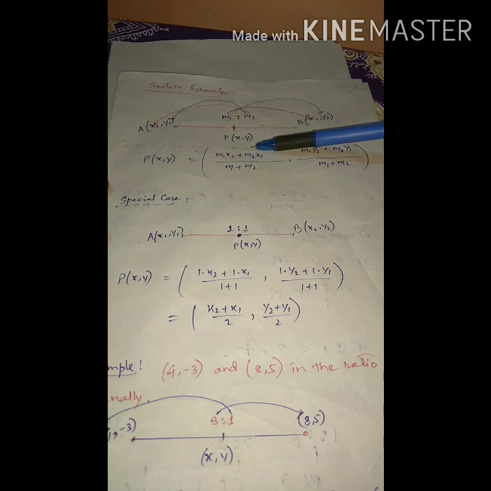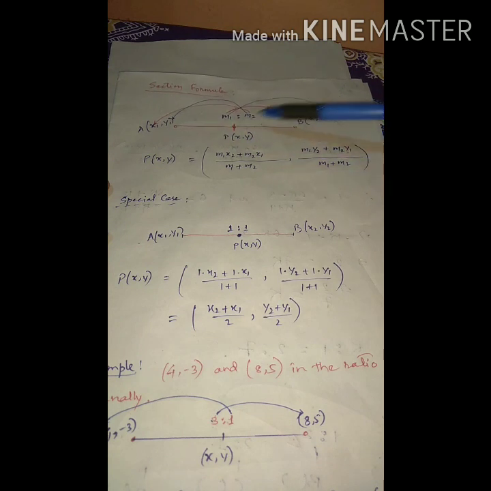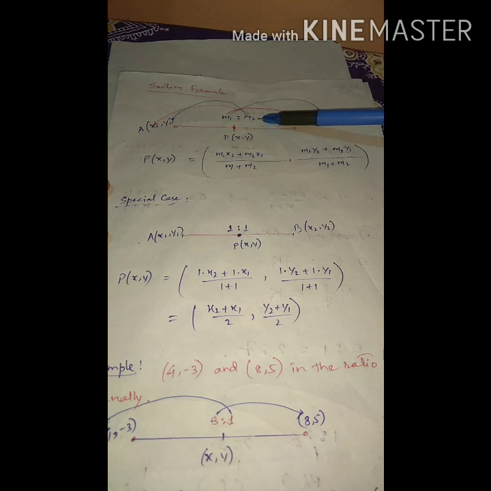Is it clear? Now from A to P, the length we consider as m1. Similarly from P to B, the length we consider as m2. Listen carefully. From A to P the length is m1, and from P to B the length is m2. Now we have taken this as a ratio, m1 is to m2. That means these two parts, m1 is to m2. Now if the ratio is m1 is to m2, how can we separate these 2 points A, B in the ratio of m1 is to m2?